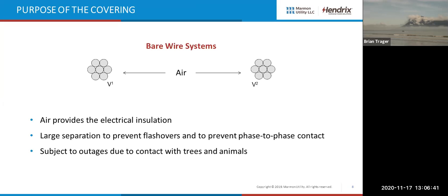Okay, I got a couple of slides for theory, and then we'll get right into the meat and potatoes of the presentation. So we have bare wire. What we're doing is we're using essentially air as the electrical insulation, and air is okay as an insulator, but you need a lot of it. So we need a large separation in between those individual phase conductors to prevent phase-to-phase contact and conductor clashing. But it's still subject to outages due to contact with trees and animals.